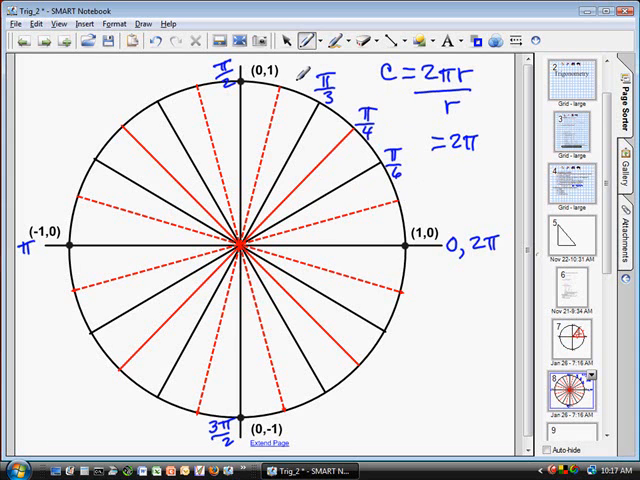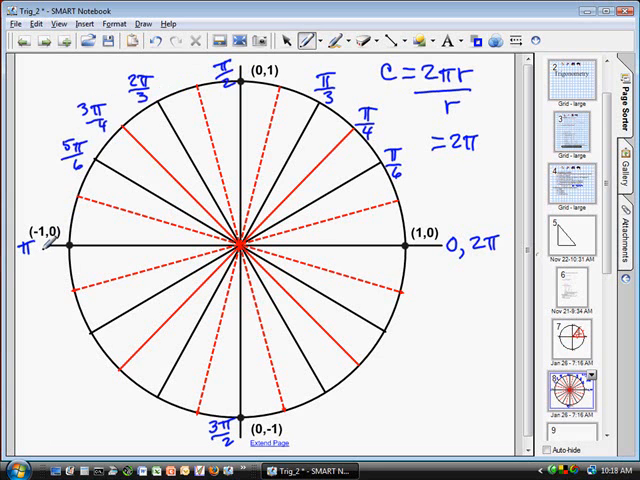4 pi over 12, 5 pi over 12, 6 pi over 12, which is pi over 2. We don't really care. 7 pi over 12. This one we do care about. 8 pi over 12. How could you simplify that? 8/12 pi. Two-thirds. Okay. So where was I? 6 pi over 12, 7 pi over 12, 8 pi over 12, 9 pi over 12, 10 pi over 12, 11 pi over 12, but I don't want that one.